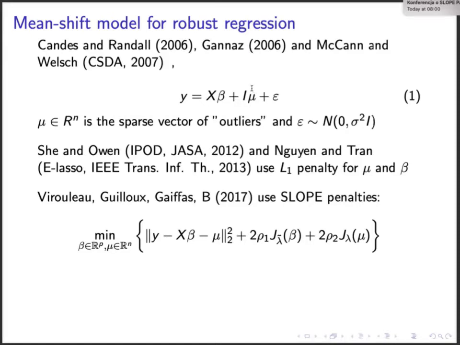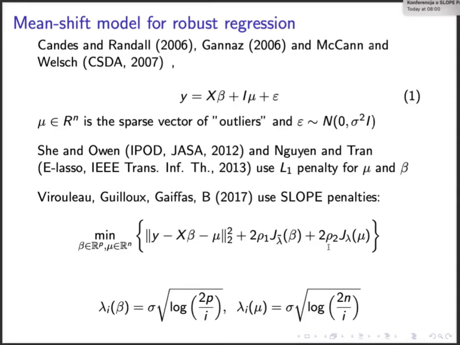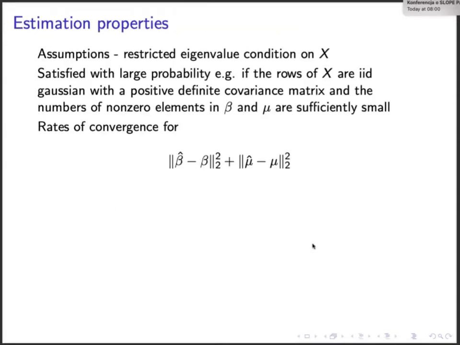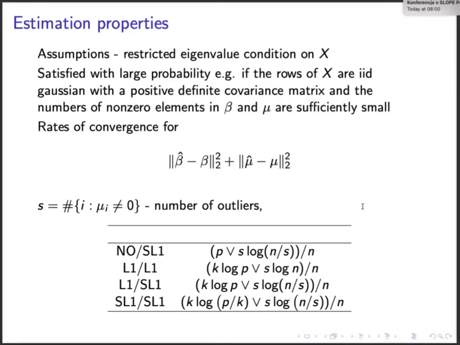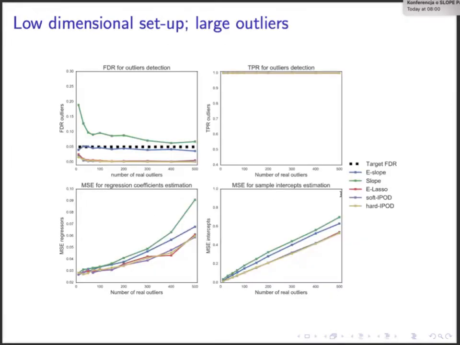And you can see that this part corresponding to mu, if we have a non-zero element in the mu vector, it means that we have an outlier. This part of the matrix is actually orthogonal, okay? And maybe I will just tell you that in this paper we again have minimaxity results in this robust model for SLOPE. And additionally, we can show that we nicely control FDR with respect to the number of outliers.